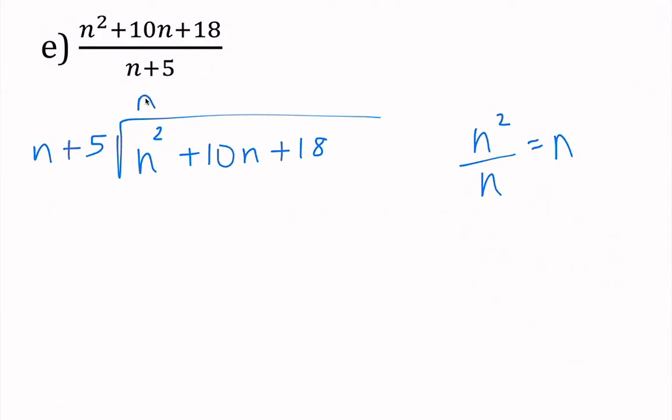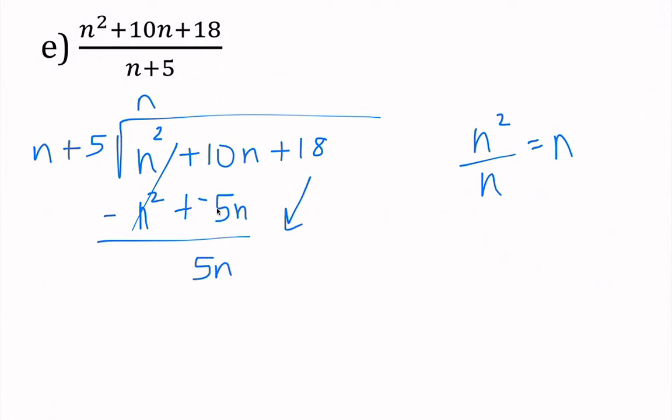So I need to multiply. N times n is n squared. N times 5 is a positive 5n. All right, so for the subtraction step, I change my signs to opposite. This was a positive, so I give it a negative. This was a positive, so I give it a negative. A positive n squared and a negative n squared, opposites cancel. A 10 plus a negative 5 is going to give me 5, and those are my n's.